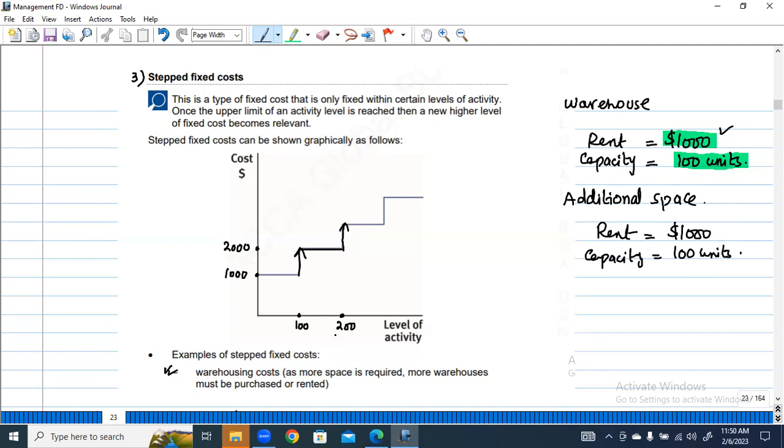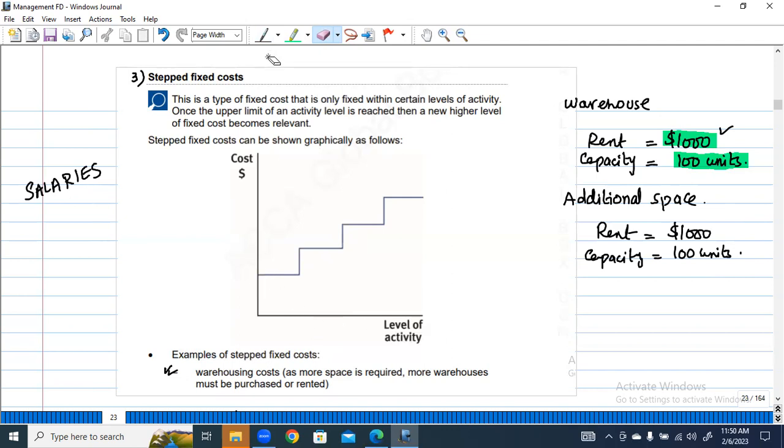One more example of step fixed cost is salaries. When I talk about salary, a salary is a fixed cost. A salary of one person will be a fixed cost. But when I talk about salaries, it will be more than one salary, so then it will become step fixed cost. For example, if in the question he asks you, tell me what is the supervisor's salary? Is it fixed cost or step fixed cost? Now, salary of one supervisor will be a fixed cost.